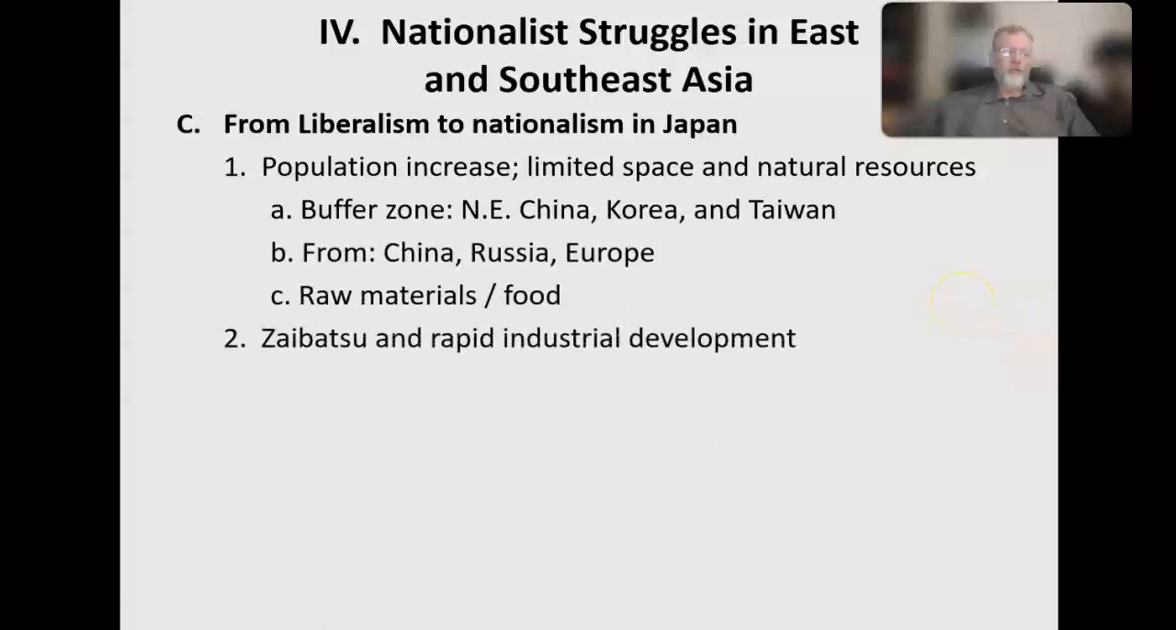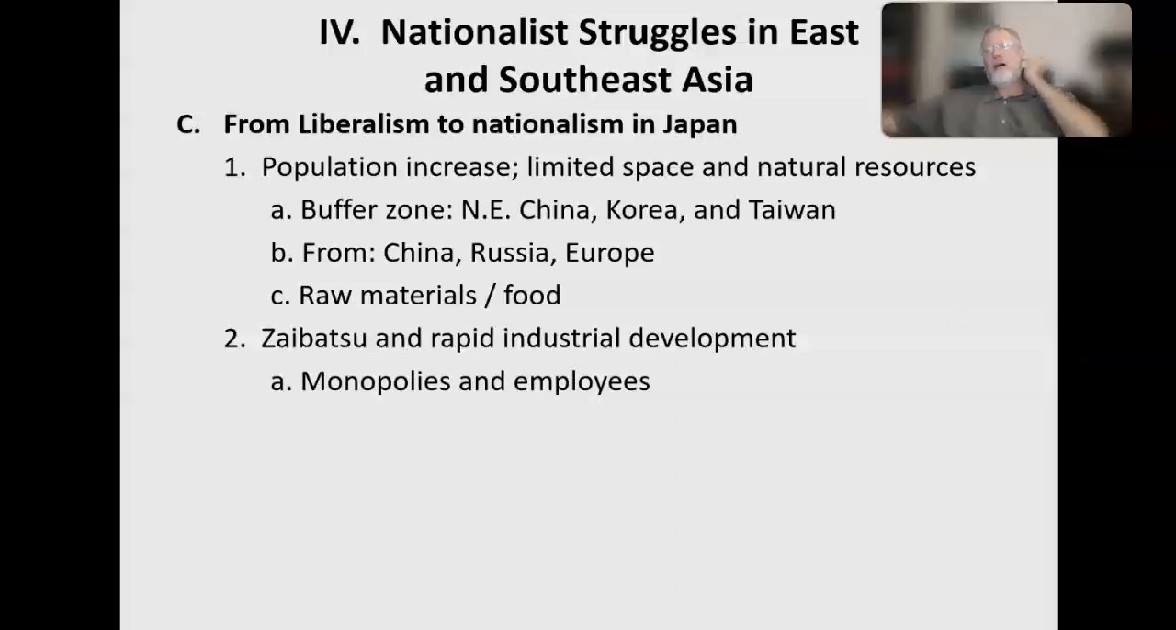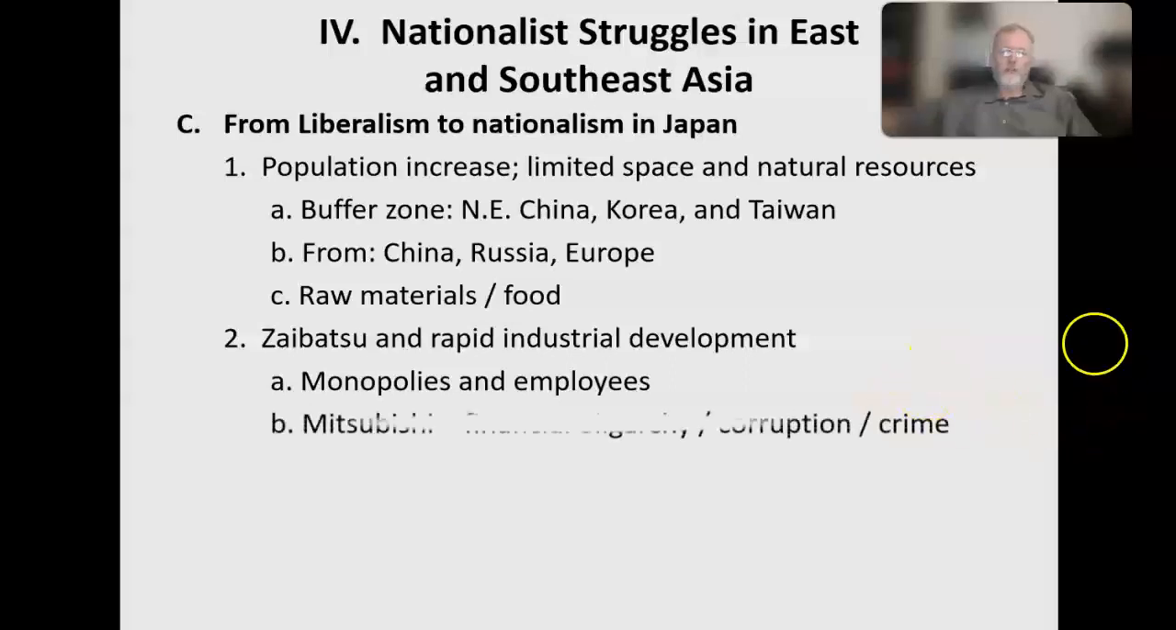The Zaibatsu, or giant conglomerate firms, giant business firms. They employed large numbers of people. They owned numerous interrelated businesses, monopolies, huge corporate business complexes, entire industries in Japan owned by individual families. Very interesting how it was run. Companies like Mitsubishi, for instance, which most people are familiar with. They controlled a large portion of Japan's economy.